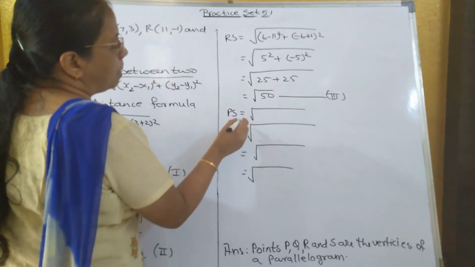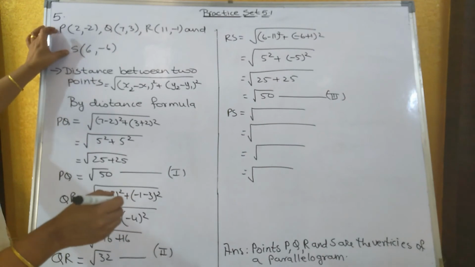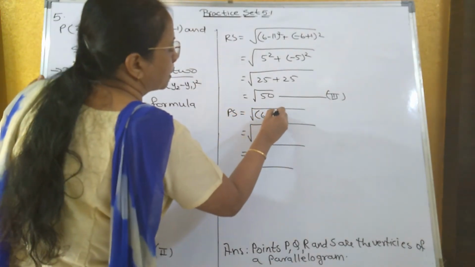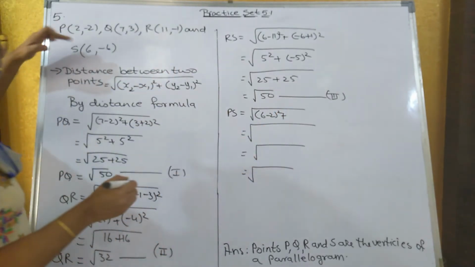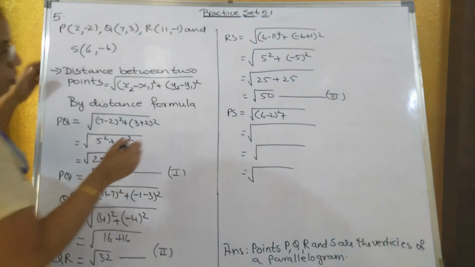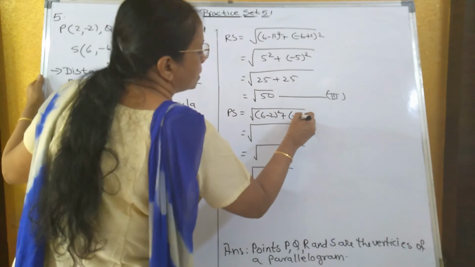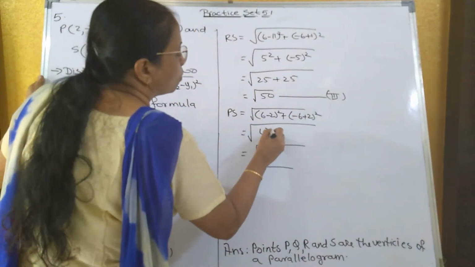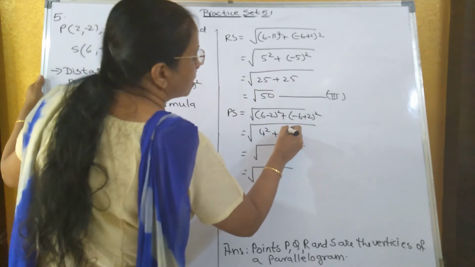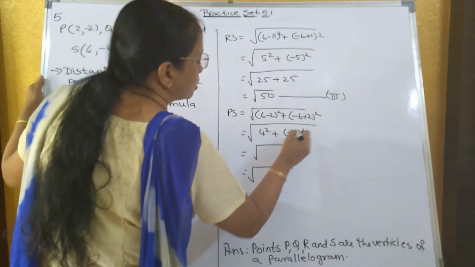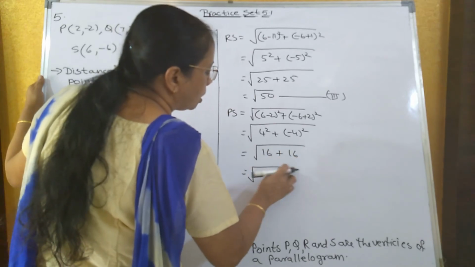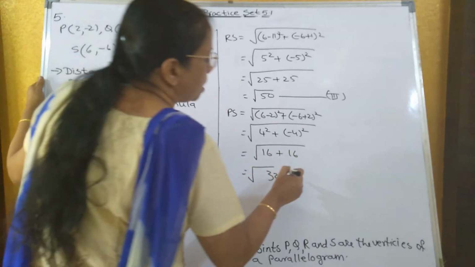Next one, PS, we have to find out PS. 6 minus 2 the whole square plus minus 6 plus 2 the whole square. 6 minus 2 is how much? 4 square. Minus 6 plus 2 is how much? Minus 4 the whole square. That is 16 plus 16, that is equal to 32. So let this be 4.